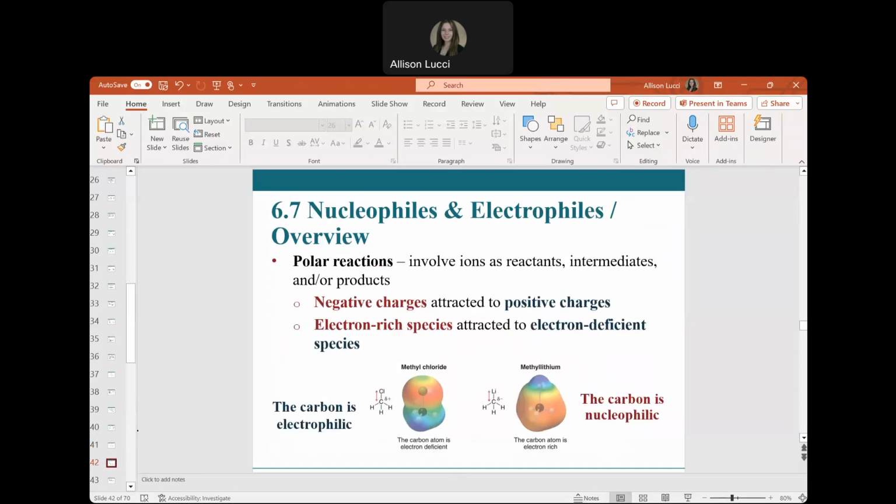So that is everything for this tutorial. We will continue with section 6.7 next time and some new terminology when we discuss nucleophiles and electrophiles.